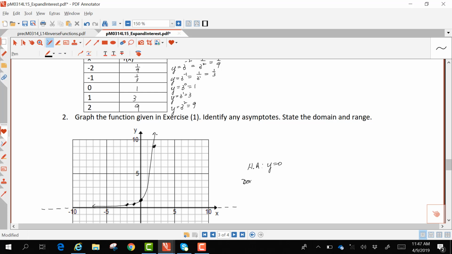You have a domain in which you're going to the far left at -infinity and the far right of +infinity. Your range is that you do not get any lower than a y value of 0. In fact, you never have a y value of 0, but you go up to +infinity.